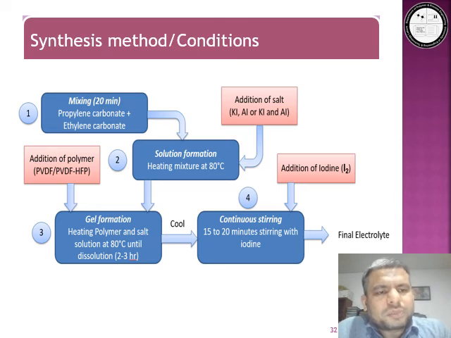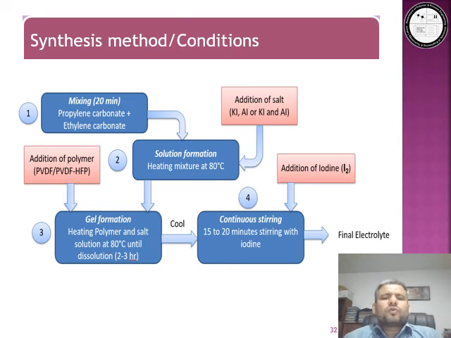Similarly, the synthesis of the gel electrolyte is very simple. The ethylene carbonate and propylene carbonate were stirred together for 30 minutes. The precise amount of potassium iodide was added into the EC and PC solution. The whole mixture was stirred at 80 centigrade for 60 minutes. Subsequently, PVDF was added into the above salt solution and the mixture was again stirred at 180 centigrade until the gelation occurred within 15 minutes.